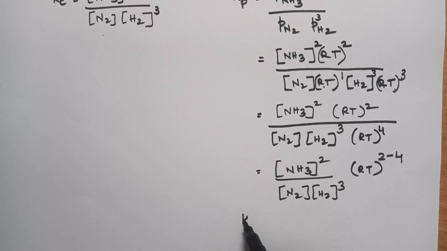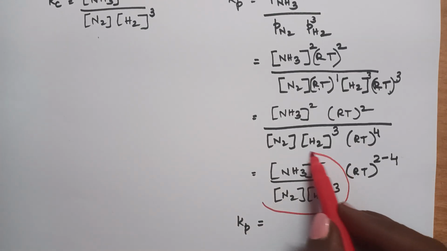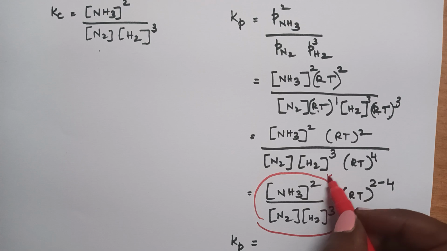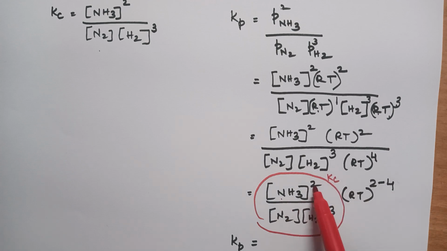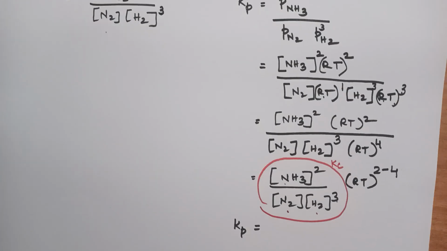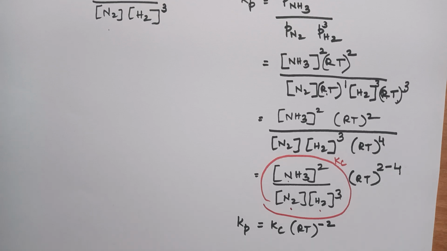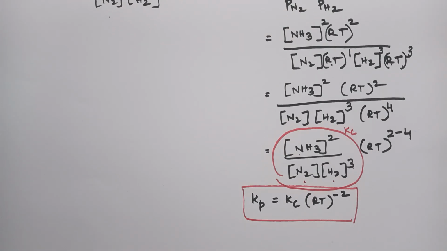So Kp is equal to, students see here, this I can substitute as Kc. So see here, ammonia square, nitrogen, hydrogen cube, nitrogen, hydrogen cube. So you can write Kp is equal to Kc RT, 2 minus 4 is minus 2. So this is the relationship between Kp and Kc in this equation.